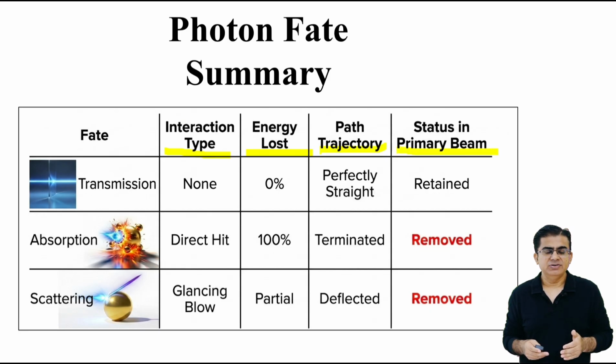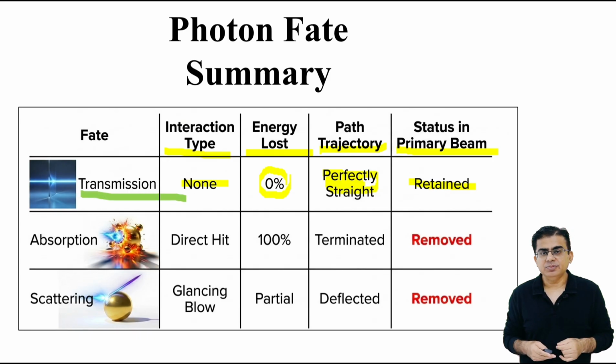First, we have transmission. Here, there is no interaction with the tissue at all. The photon loses 0% of its energy. It travels in a perfectly straight path. Therefore, it is successfully retained in the primary beam. We say that the X-ray photon has been transmitted.